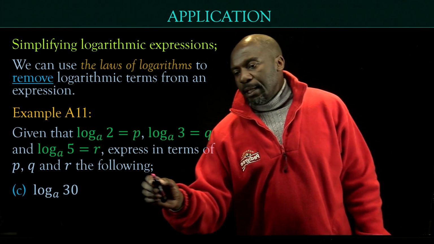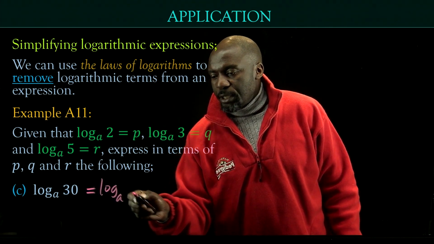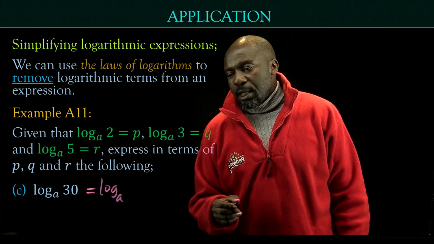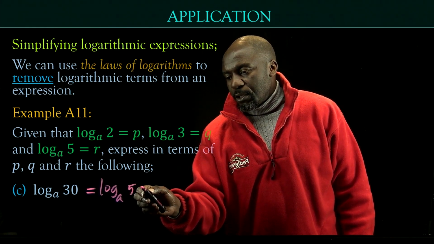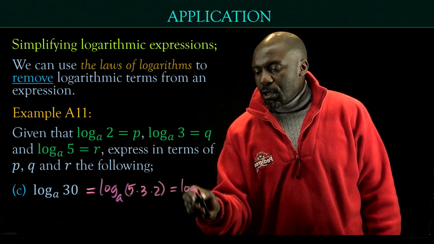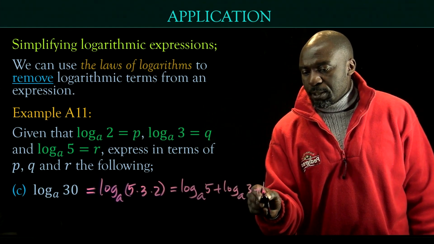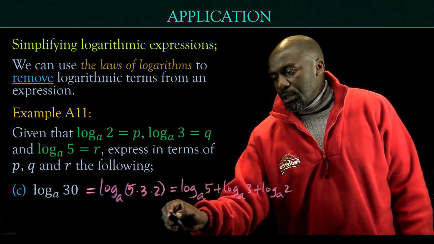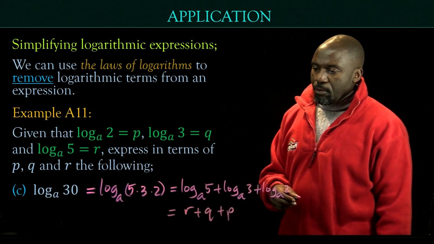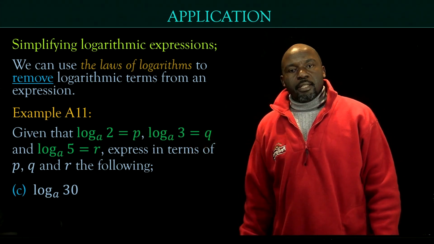Otherwise, we can write 30 here very quickly. Log to base a of 30: 30 is 5 times 6, and 6 is 2 times 3. So I can write this as 5 times 3 times 2, or 2 times 3 times 5, doesn't matter, that's 30. And this is therefore log to base a of 5 plus log to base a of 3 plus log to base a of 2, which is simply r plus q plus p, or p plus q plus r, doesn't matter which you start with. So that's quite easy.